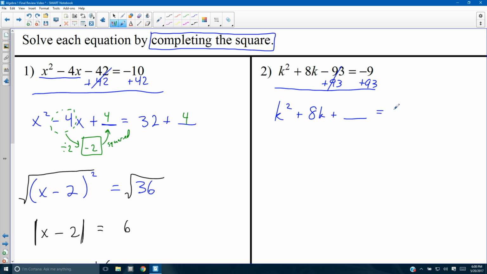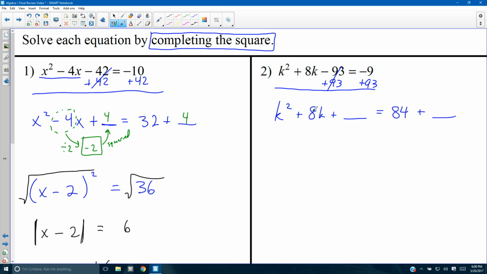Negative 9 plus 93 is 84. I don't need to erase anything. So that's a positive 84 right there. Whatever we add to one side, we must add to the other. Okay, k squared plus 8k plus blank.